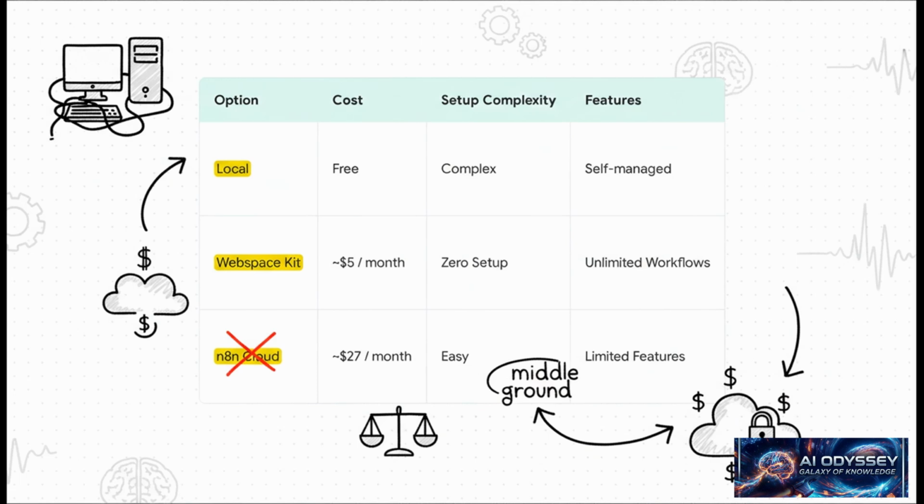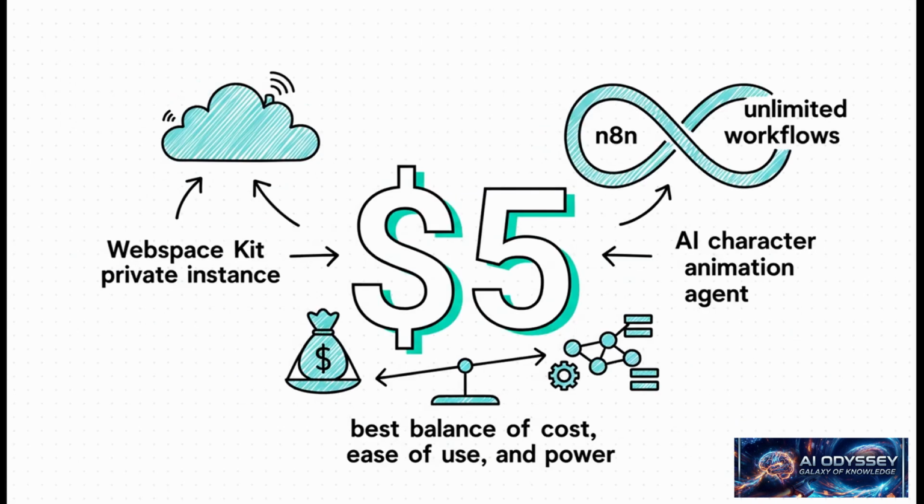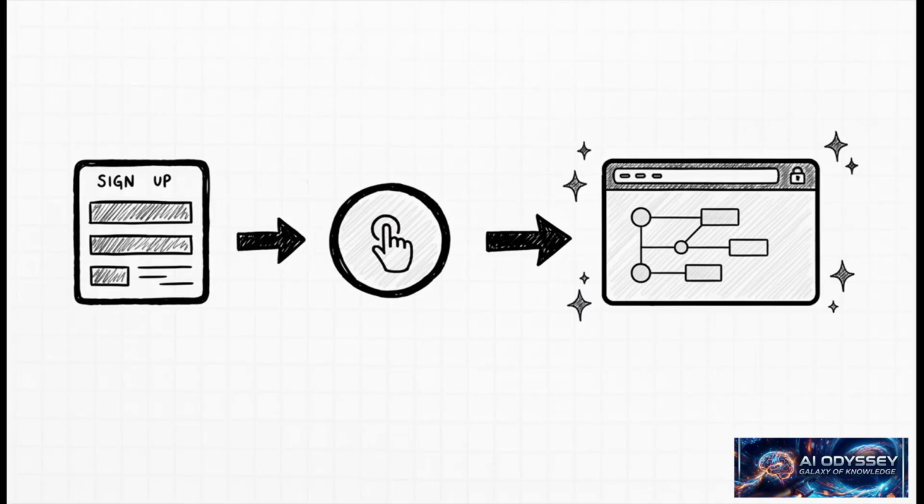But there's a really nice sweet spot right in the middle. Yeah, the source material points to a service like WebSpace Kit as pretty much the perfect solution here. For about $5 a month, you get a totally private instance with zero setup required and unlimited workflows. It just hits that perfect balance of cost, ease of use, and power. And once you've picked your hosting option, the setup is, well, it's incredibly simple. You just fill in a couple of details, click a button, and boom. In a few moments, you have your very own private n8n canvas, live on its own unique URL, ready to go.